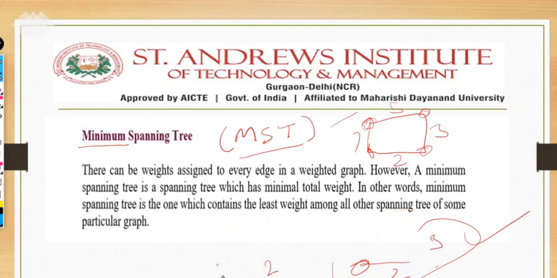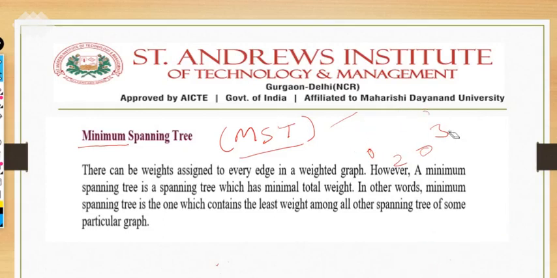So a spanning tree is a subgraph that should be undirected and acyclic. Okay, so if a subgraph is undirected and acyclic and connects all the vertices of a graph, then it's known as a spanning tree. In one graph more than one spanning tree can be possible, any number of spanning trees can be possible. Okay? Then next is the minimum spanning tree.